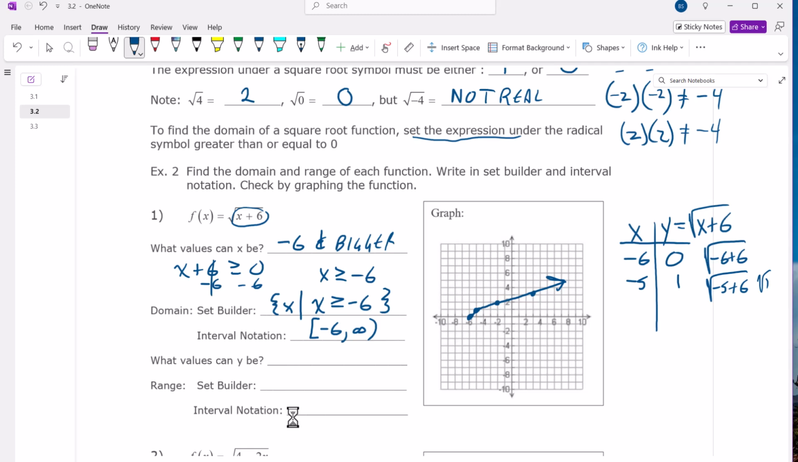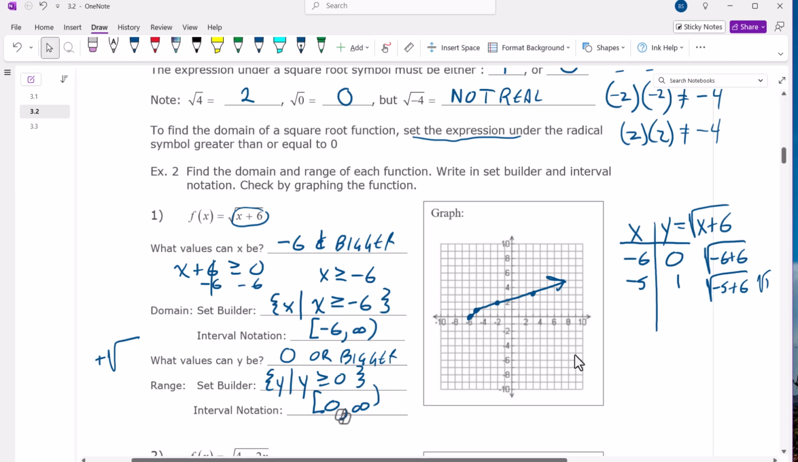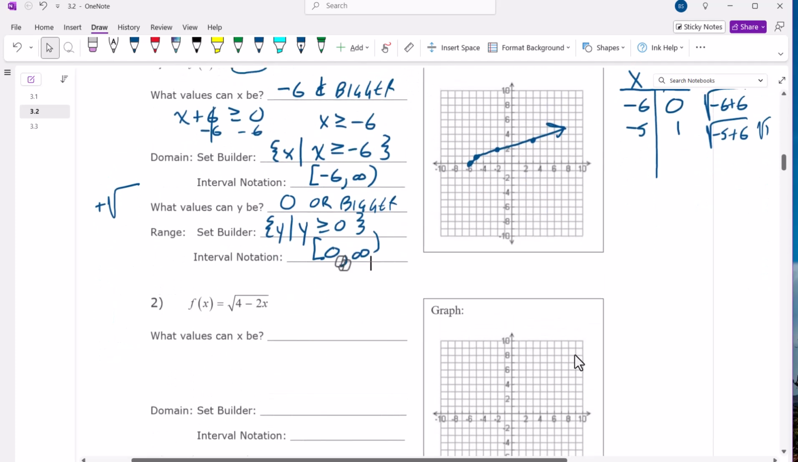So looking at that now, the value of a square root is always 0 or bigger. So this one, what values can y be? It can be 0 or bigger. And you can tell that by the graph for the range. So you would have set of y such that y is greater than or equal to 0. Interval notation would be bracket 0 to infinity. Okay, so you're including that. So again, when you're figuring out the range, a lot of times it's useful to do a graph.